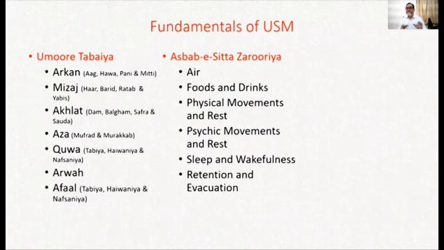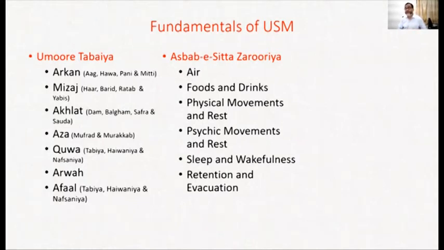And there should be a balance of foods and drinks, physical movement and rest, psychic movement and rest, and sleep and wakefulness should be appropriate. Retention and evacuation should take place appropriately. What we are taking and how much of the substance should be eliminated from the body, all these things should be in equilibrium. If anything goes abnormal here, it is essential for the individual to keep maintaining the modulation of all these 6 essential factors, which can keep the person healthy.